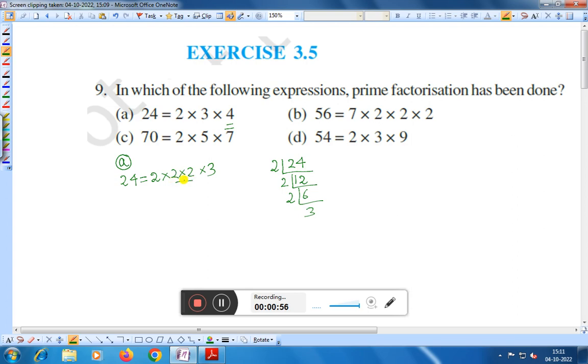Right? That means in which of the following expressions has prime factorization not been done? That is, in A, prime factorization has not been done.